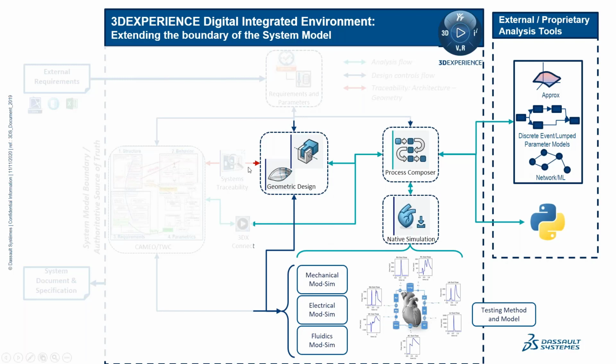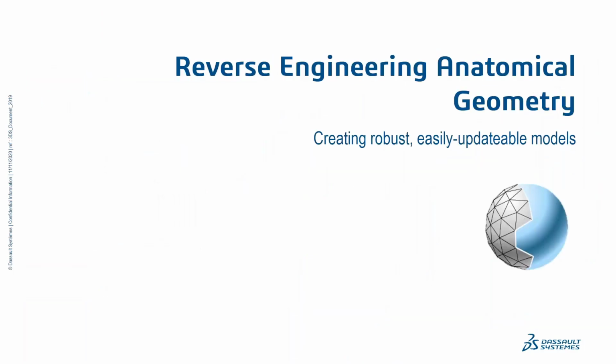I'll start with the geometric design and specifically how we started creating this, and then we'll start branching that off onto how we can start looking at behavior aspects from the native simulation, as well as looking at approximations and machine learning aspects of this model in order to make the simulation efforts a lot easier. Okay, so let's take a look at reverse engineering anatomical geometry.